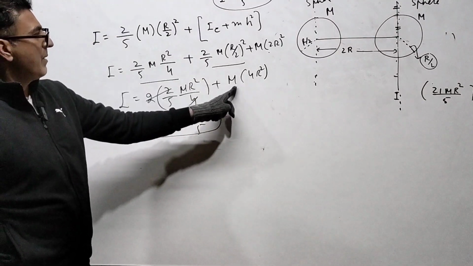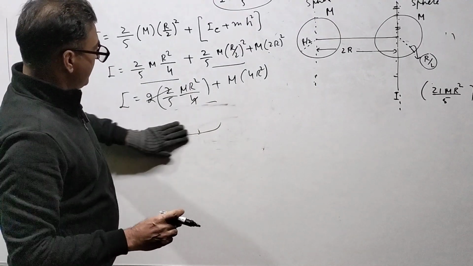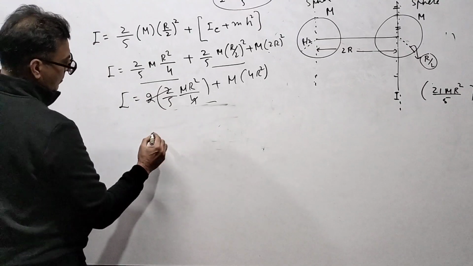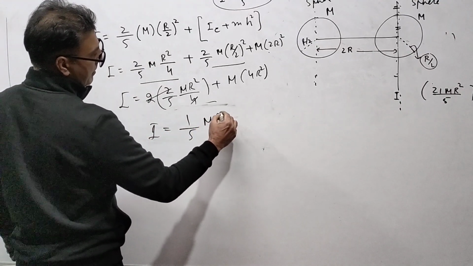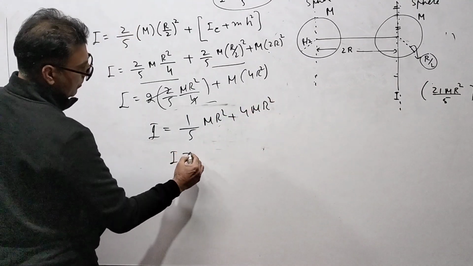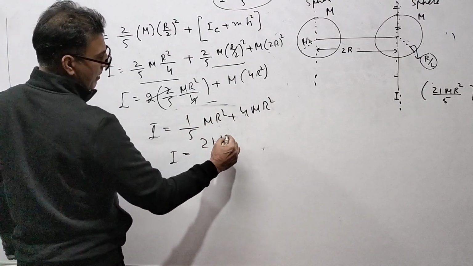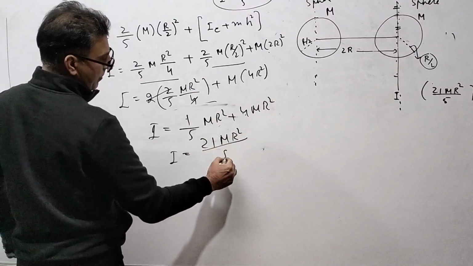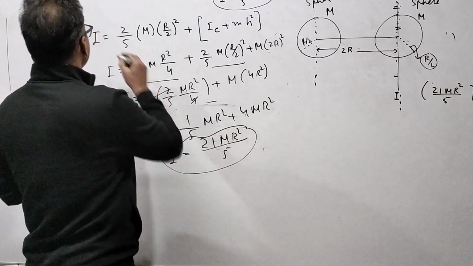इसको करना पड़ेगा 4 एम आर स्क्वायर और इज एम आर स्क्वायर. चलो मैं करता हूं इसको 2 स्टेप्स में. सो I इज इक्वल टू 1/5 एम आर स्क्वायर प्लस 4 एम आर स्क्वायर. I इक्वल टू 4 5 20 प्लस 1 21 एम आर स्क्वायर बाय 5 आंसर. That is the answer.